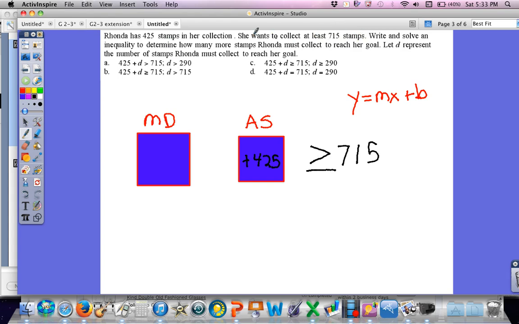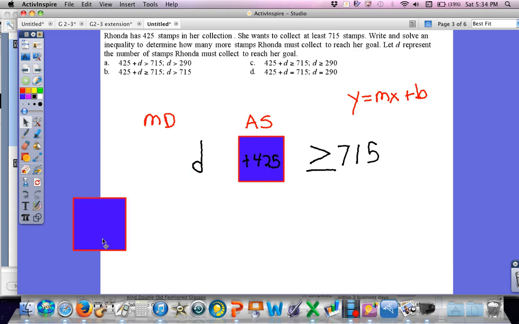And they want to write and solve an equation to show how many more stamps she must collect. Well, this one really isn't, if I think about it, I just need to collect more stamps one time. That would be a little invisible 1 in my multiplication box. I don't need that. And I call it magic boxes because if I now pull my boxes away, I can see that I have D plus 425 is greater than or equal to 715.